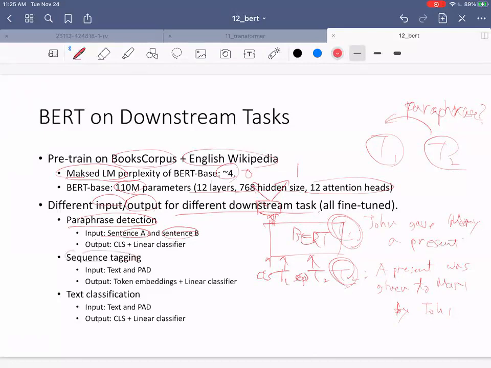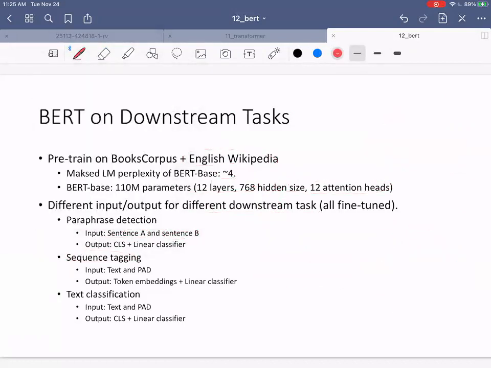If it's sequence tagging, like POS tagging or named entity recognition, then you put in the text and a pad. So let me erase all of these. A sequence tagging task could be like, 'I am a good boy.' Then 'I' is a pronoun, this is a verb, this is an article, this is an adjective, something like this, basically. So given a sequence of tokens, you need to classify each token into some class. That is what sequence tagging is.